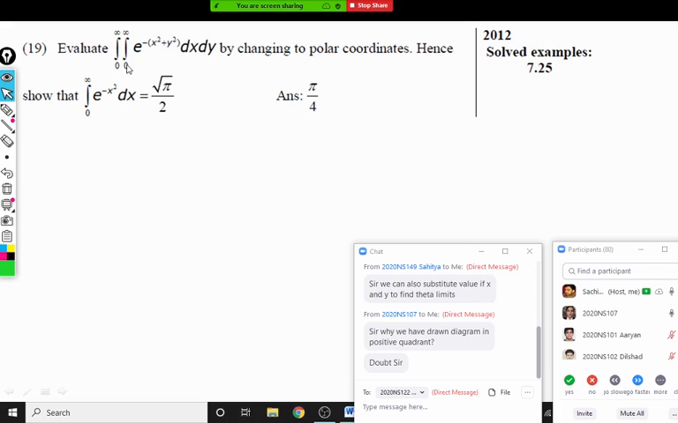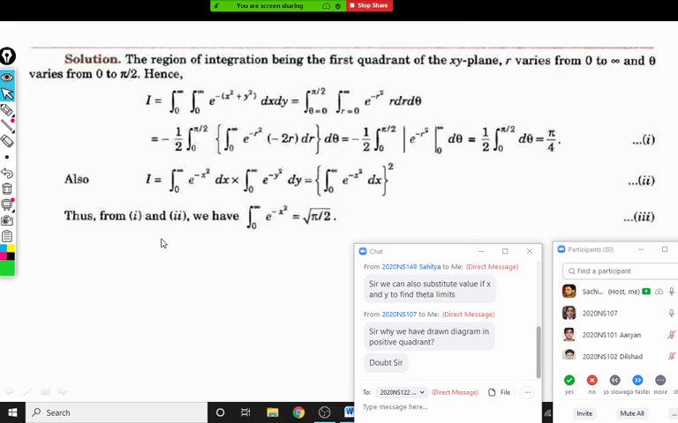You should know the limits mainly decide the region. Okay. So this is the solution given in the book, similar to what we have done. So I'll not go into it.